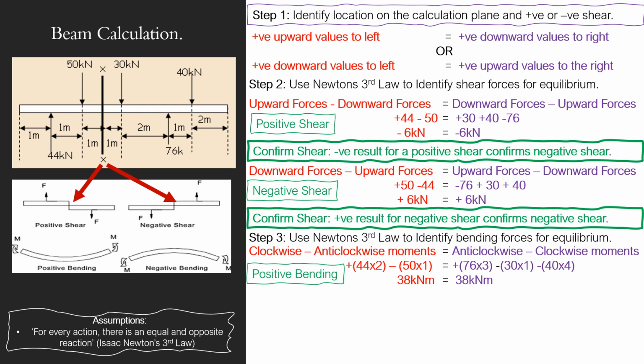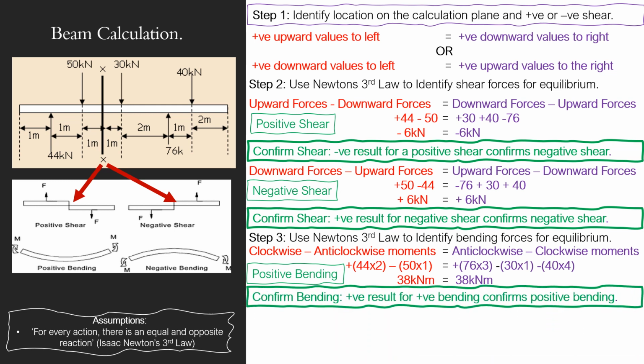If you were finding different values, you're doing something wrong, so you need to readdress it and have a look. So that tells me it's a positive result, which confirms my positive bending. This is the picture that's actually happening with this beam, okay? If it's negative, it would be the other way around. So what I do is I confirm it.